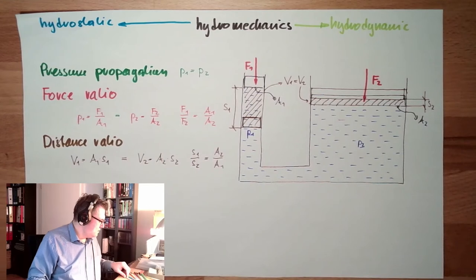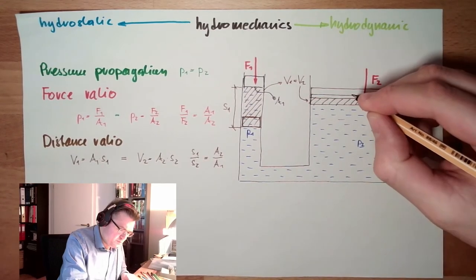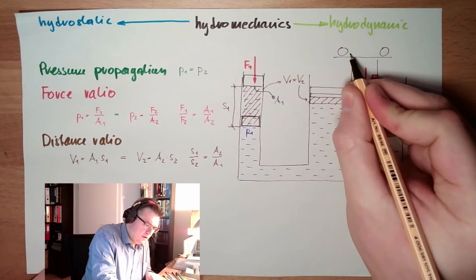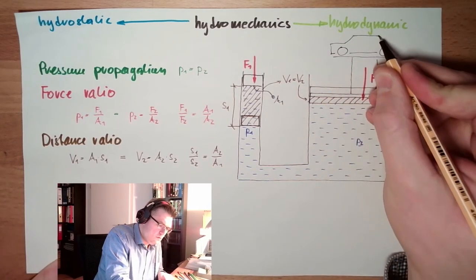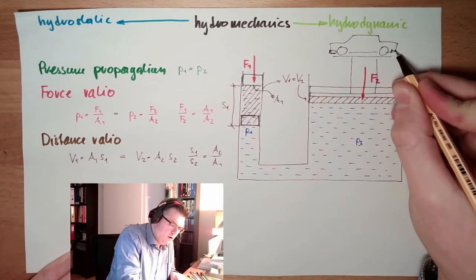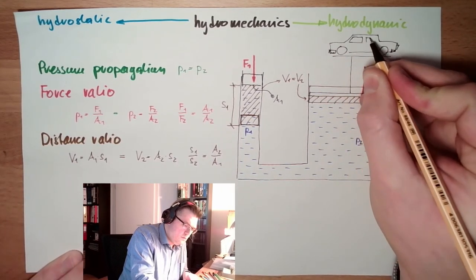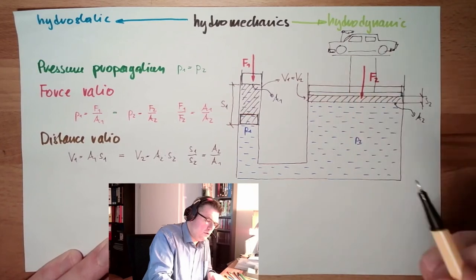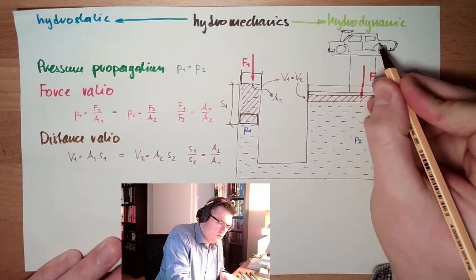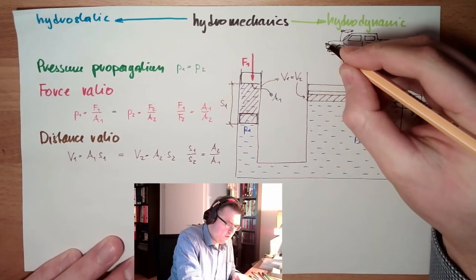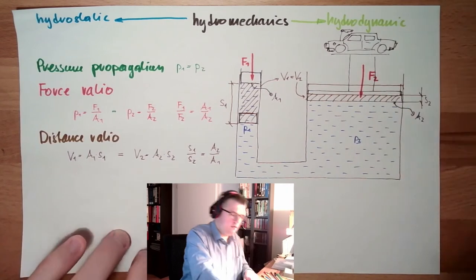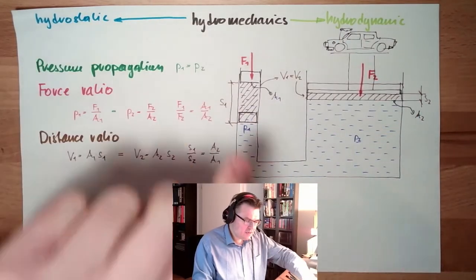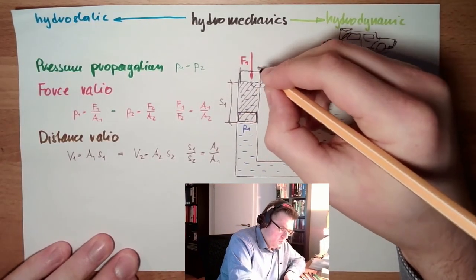Yeah? And this is what is usually used. Here, at this piston, maybe there's a whole car sitting. Very modern looking car here, yeah. Decent, I would buy it. Headlights and indicator light. There's a whole car, and here I can simply lift this car by applying a small force.